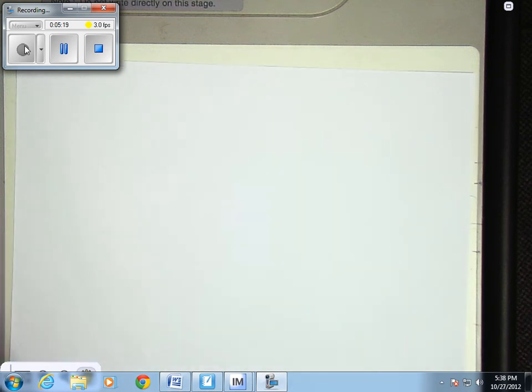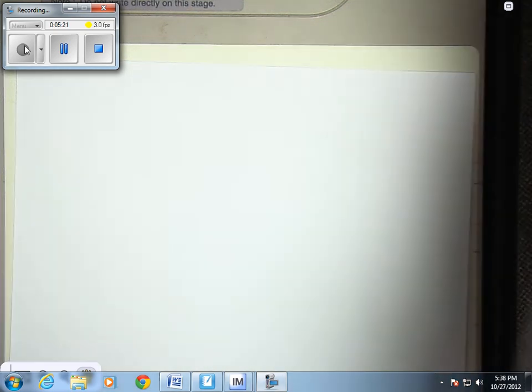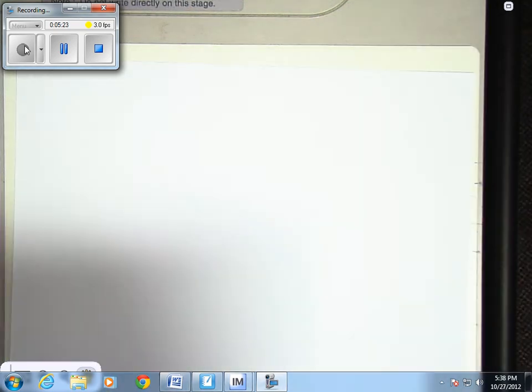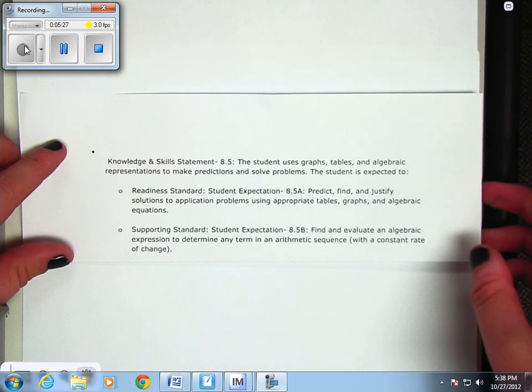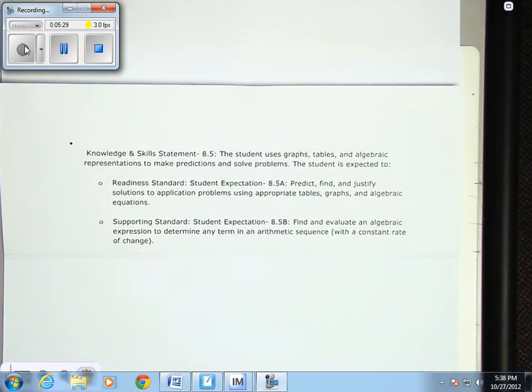This is Katherine Tiller's presentation, and this is based off of the 8th grade TEKS. The knowledge and skill statement is 8.5: Students use graphs, tables, and algebraic representations to make predictions and solve problems. And that is it.